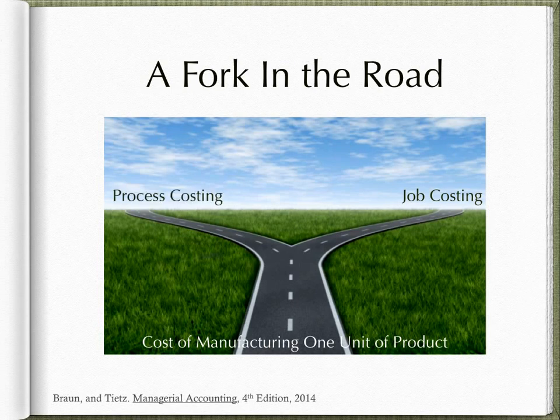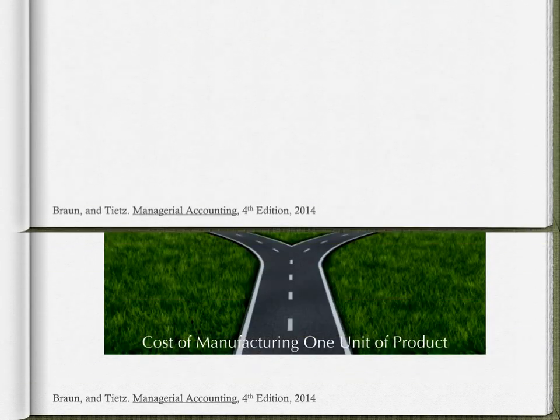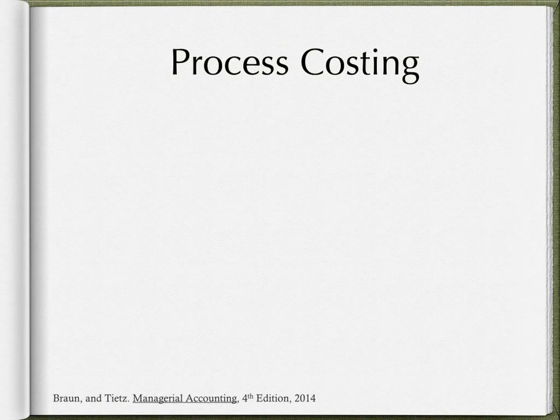This is how job costing and process costing relate. Both are used to find the cost of manufacturing one unit of product, but they differ in the way they achieve the answer. According to our textbook, process costing is used by companies that produce extremely large numbers of identical units through a series of uniform production steps or processes.